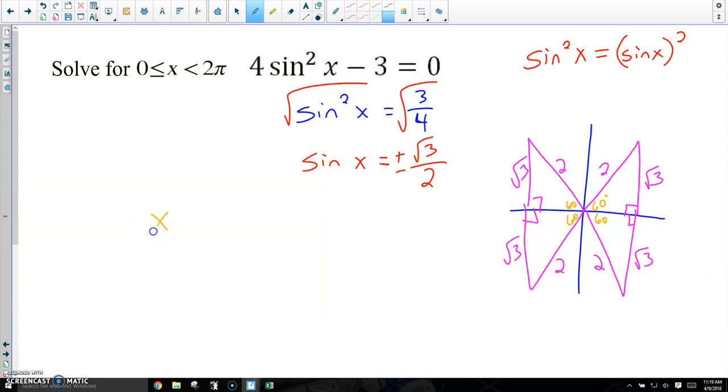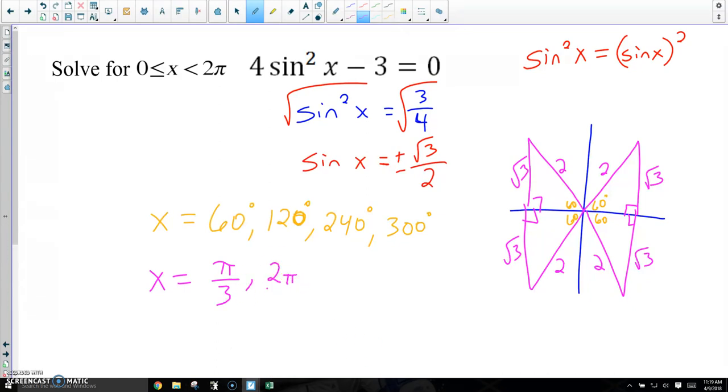So my answer for x in degrees would be 60 degrees, 120 degrees, 240 degrees, and 300 degrees. Or in radians, 60 degrees is pi over 3. So that's pi over 3, 2 pi over 3, 4 pi over 3, and 5 pi over 3.